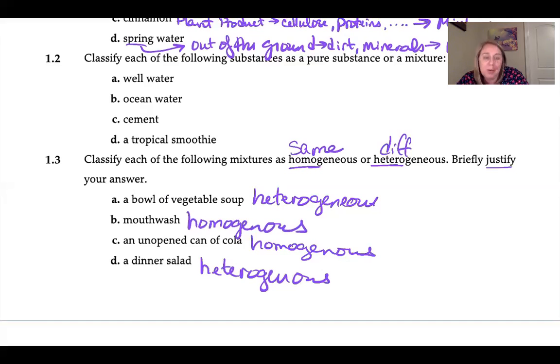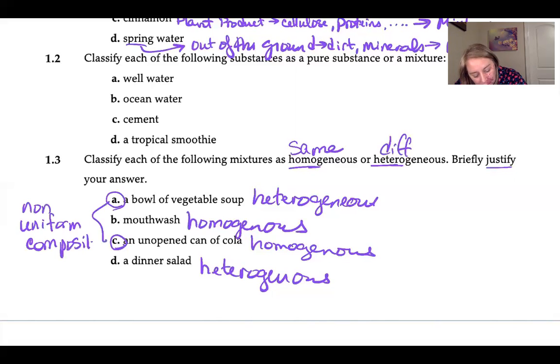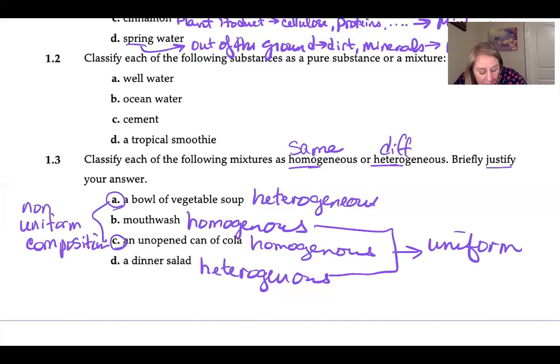Okay, but now we have to briefly justify our answer. So for A and C, which are heterogeneous, what we could say is that we have a non-uniform composition. That is for our heterogeneous mixtures. Now for our homogeneous mixtures, this would be a uniform composition. Okay, so those are our problems for the first section.